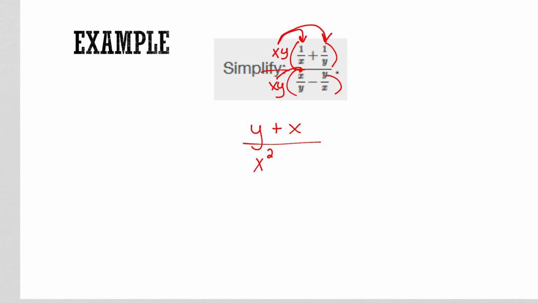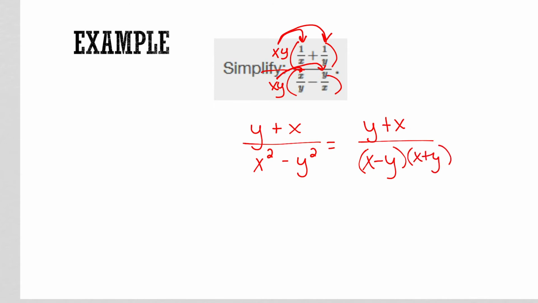Okay, remember x times x is x squared. Whenever I multiply xy times y over x, the x's cancel and I've got y times y, which is y squared. Okay? Now I'm going to factor the denominator, which, by the way, doesn't matter if I write y plus x or x plus y. It really doesn't. The denominator factors to be x minus y and x plus y, okay? And if I rewrote this, swapping the place of these, I would have x plus y in the numerator, right?